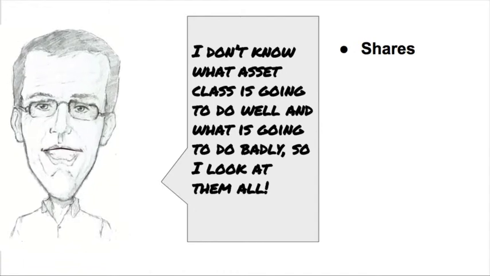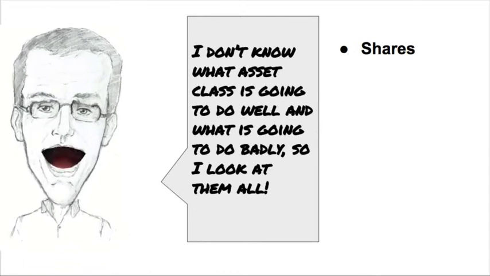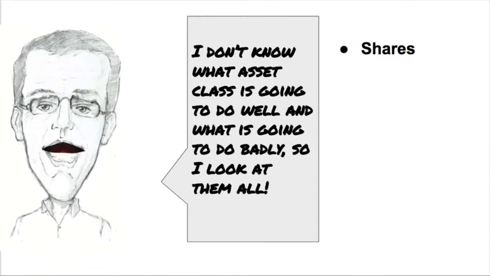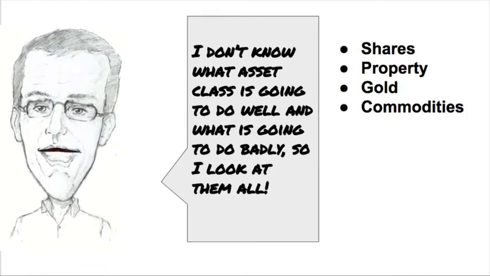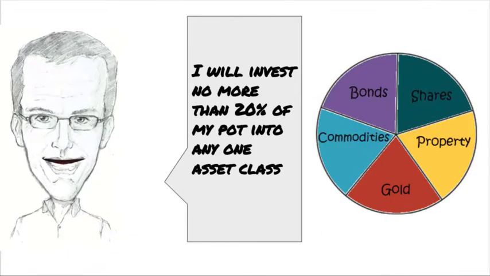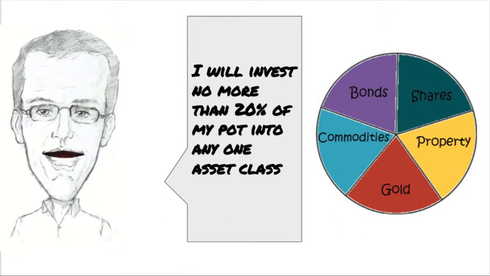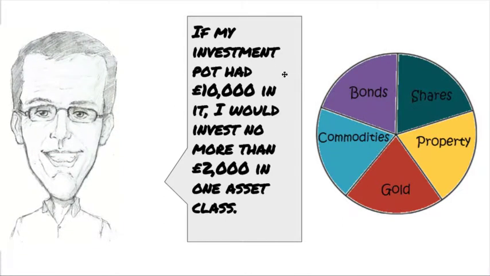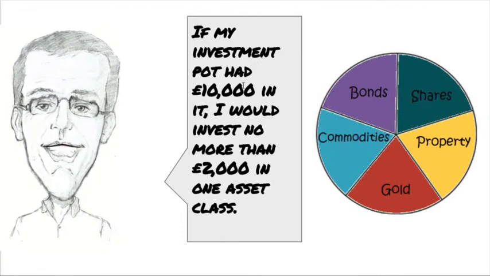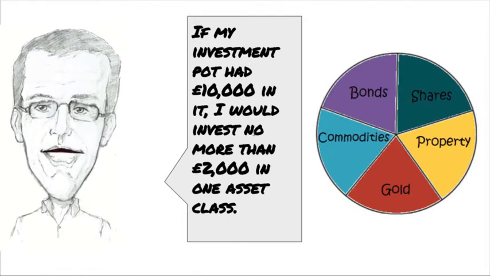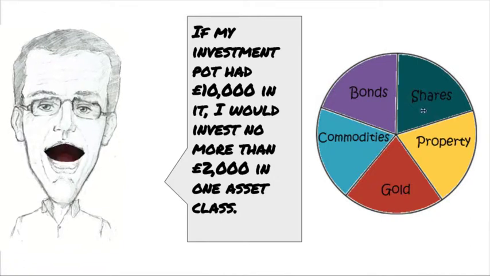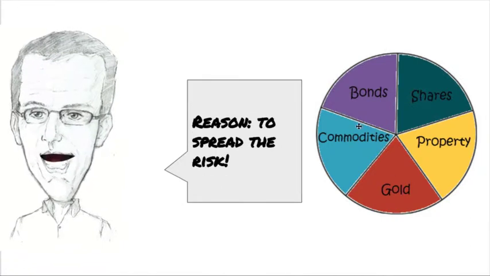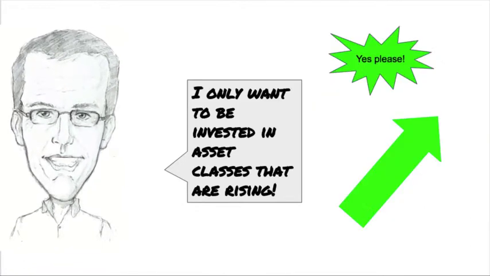Okay, so I don't know what asset class is going to do well and what's going to do badly, so I look at them all. Shares, property, gold, commodities and bonds. I'll invest no more than 20% of my pot into any one of these asset classes. So if my investment pot, for instance, had £10,000, I would invest no more than £2,000 in any one of the asset classes. And the reason for this is to spread the risk, of course.